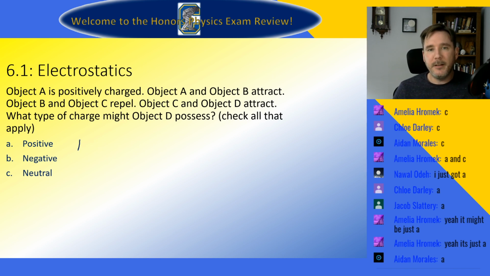Now, it's the same idea here. A is positively charged, okay? And it says objects A and B attract. So in order to attract a positive, B would have to be negative or neutral, all right?